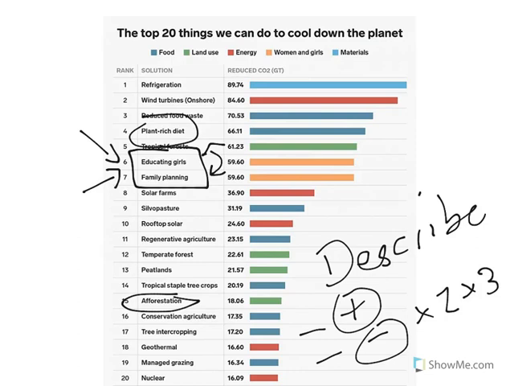Okay? So this tutorial has reviewed how to evaluate a solution, and looked at the pros and cons, picking it mainly from this list of the top 20 things that we can do to help deal with climate change.